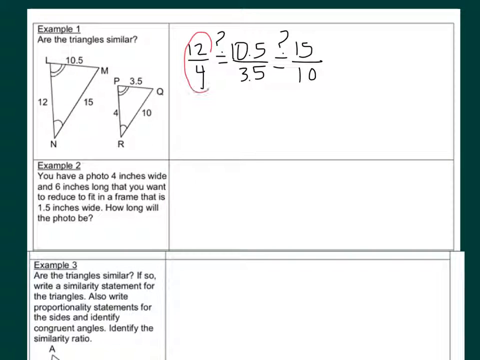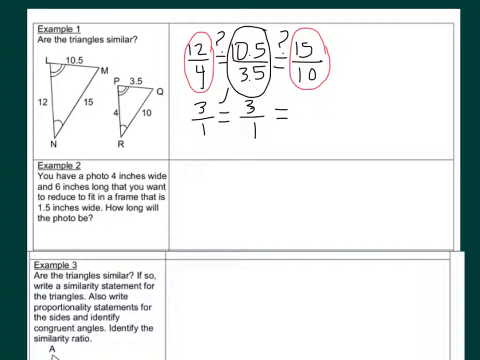Now, if I simplify this fraction, you guys know I would get 3 over 1. And if I simplify this fraction, I'll be your calculator: 10.5 divided by 3.5 also makes 3 over 1. So far, so good. Now, that equality is true. Last one. If I take 15 over 10 and simplify it by 5 over 5, I would get 3 over 2. Now, 3 over 2 is not equal to the other ratios, meaning that triangle LMN is not similar to triangle PQR.